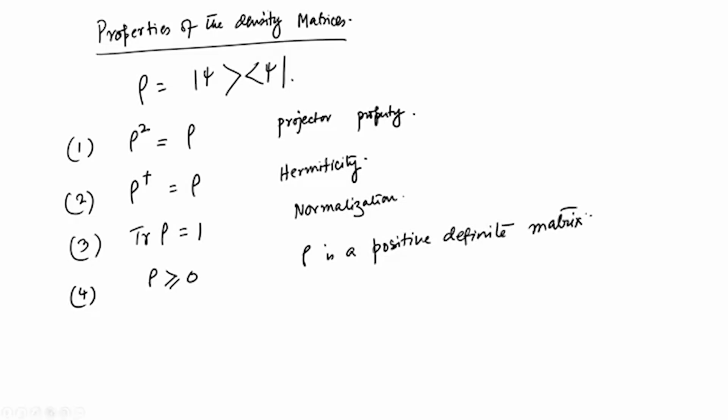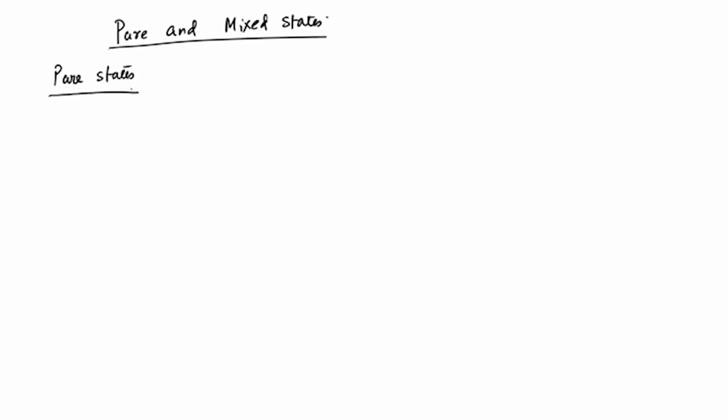Okay. So, these are some of the properties. Let us now define, with the aid of these density matrices, what are called pure and mixed states. These are heavily used terminologies in quantum optics and in other fields. So, let us begin with the pure states. So, what are the pure states?